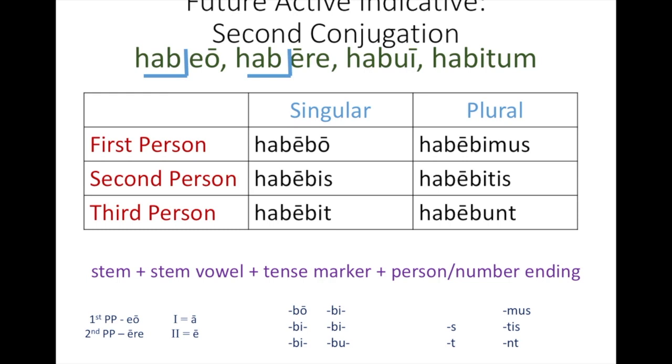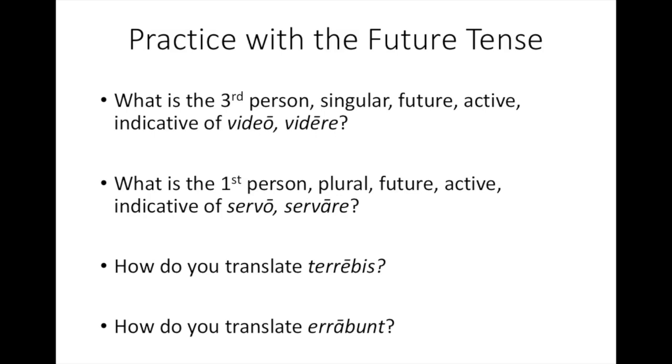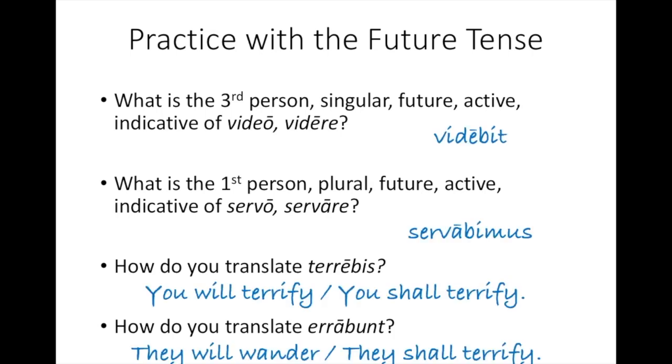So now it's your turn to get some practice. Pause the video, answer these 4 questions, and check your work. For the third person singular future active indicative of video, you would be right if you added BIT to your stem. So videbit is the third person singular future active indicative of video.